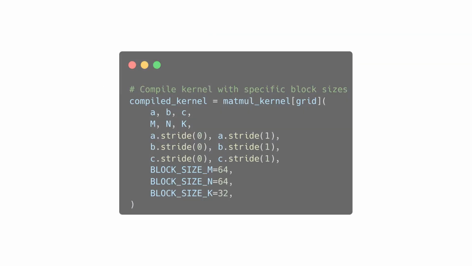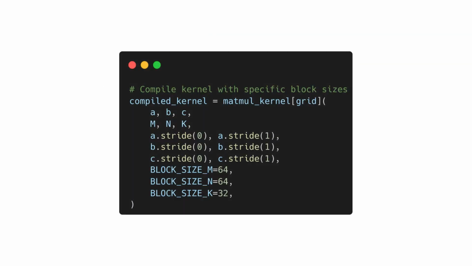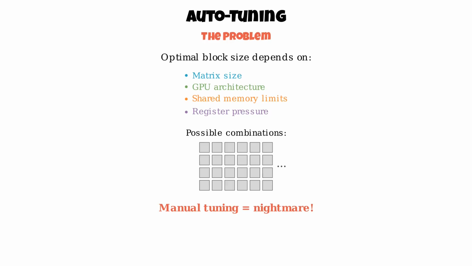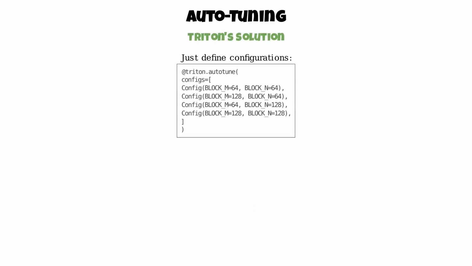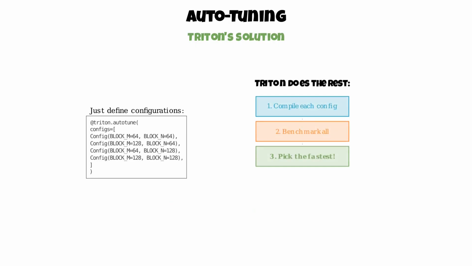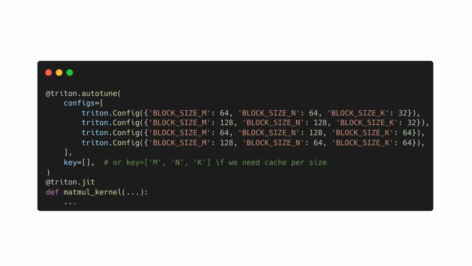Probably you have noticed that in the first implementation we have hard-coded block sizes for M, N, and K. The optimal block size depends on so many things: the matrix size, the GPU architecture, shared memory limits, register pressure. Searching for optimal values for every combination would be a nightmare, but Triton has an auto-tuning mechanism. Triton compiles the kernel with each configuration, benchmarks them all, and picks the fastest one, automatically. To enable auto-tuning, we simply add the Triton autotune decorator to the kernel code.